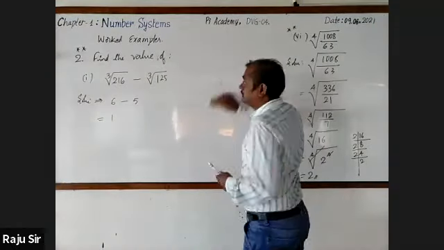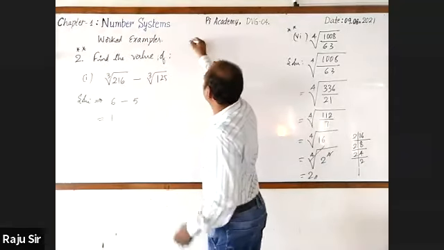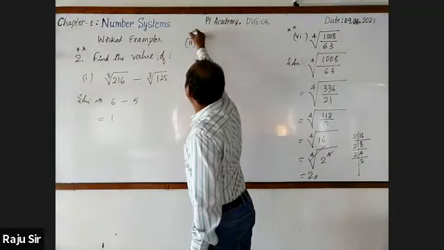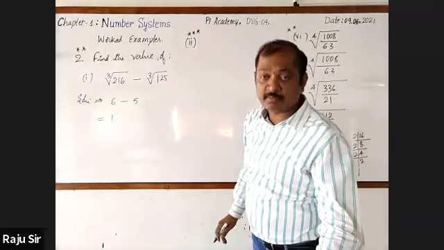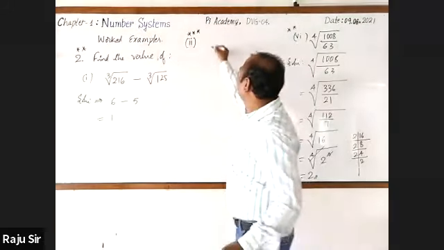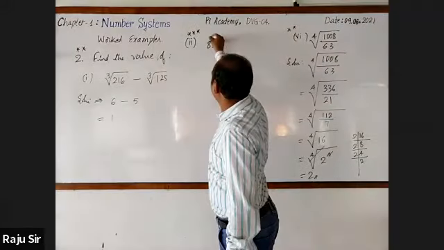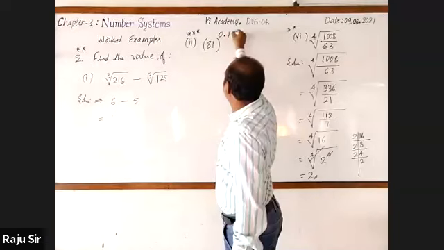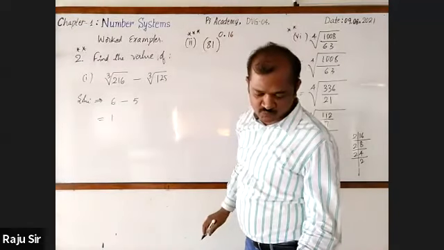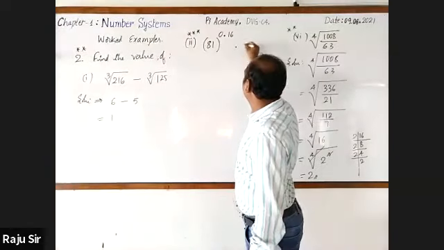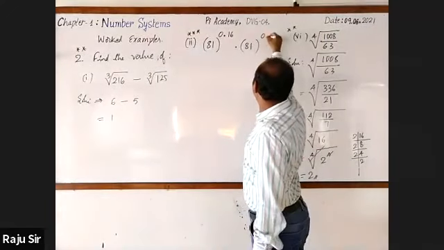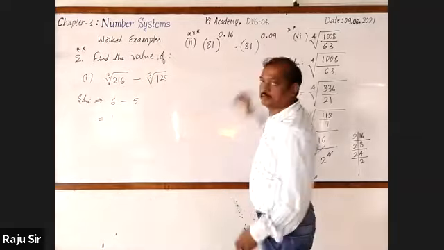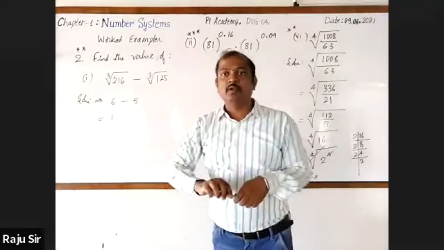In that, the second sub question is important. It was given in the examination. So put 3 star mark. It is 81 whole raised to the power 0.16 into 81 whole raised to the power 0.09. Try to solve and tell the answer.